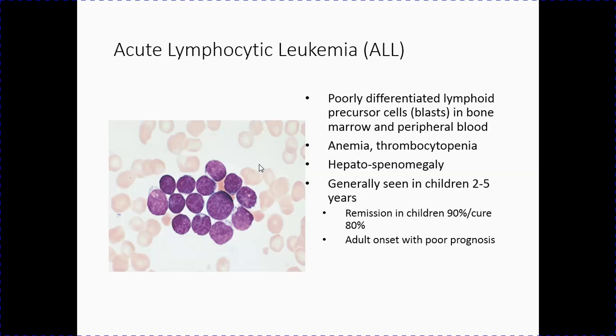And we generally see ALL, acute lymphocytic leukemia, in young children aged 2 to 5. Sad news. Good news, it has a very high remission rate, 90% remission and an 80% cure rate. So it's highly responsive to treatment. Conversely, though, if an adult is diagnosed with ALL, it tends to have a much more poor prognosis, unfortunately.